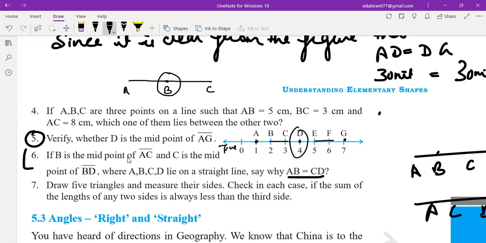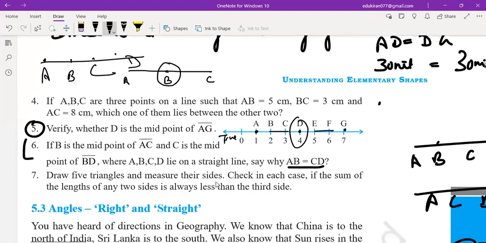Now, if B is the midpoint of AC, right? A, C, B is the midpoint, right? Yes, ma'am. And C is the midpoint of BD. B and D is here and C is the midpoint, right? So your points are like this. Yes, ma'am. And this is equal to this, not a problem.